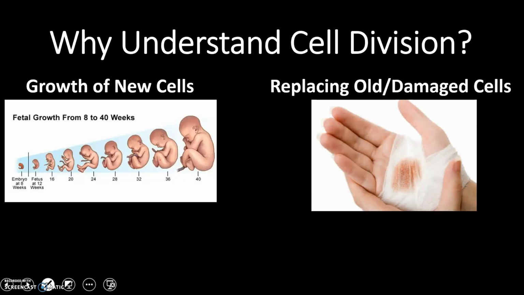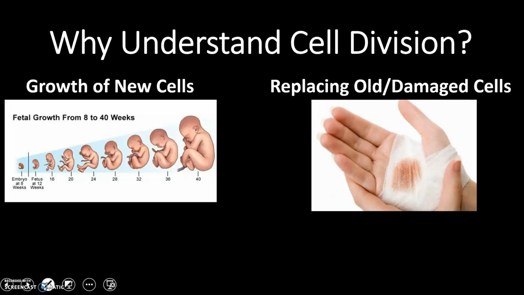The second reason is replacing old or damaged cells. If you get a boo-boo, those cells are damaged. You've got to replace those. And over time, with just aging, cells get worn out. And then after they have done their job for so long, the body has to get rid of those cells and replace them with new cells.